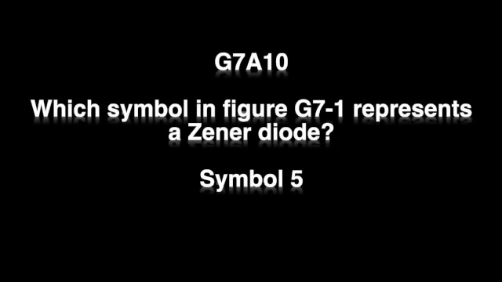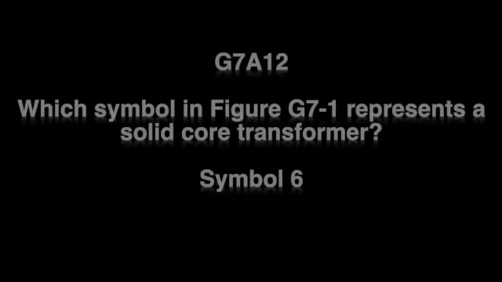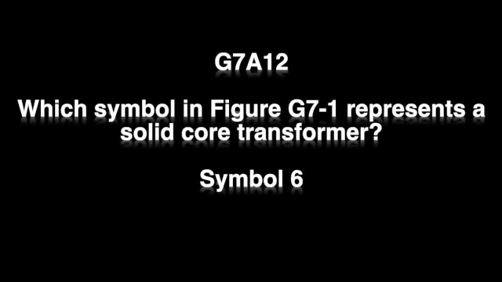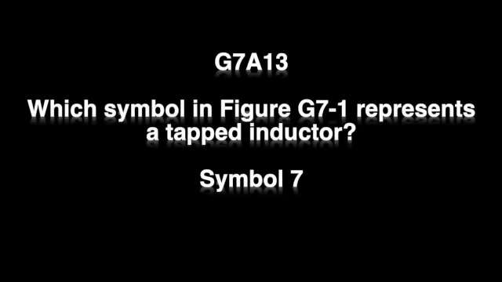G7A10. Which symbol in figure G7-1 represents a Zener diode? Symbol 5. G7A11. Which symbol in figure G7-1 represents an NPN junction transistor? Symbol 2. G7A12. Which symbol in figure G7-1 represents a solid core transformer? Symbol 6. G7A13. Which symbol in figure G7-1 represents a tapped inductor? Symbol 7. Group G7B: digital circuits, amplifiers and oscillators.